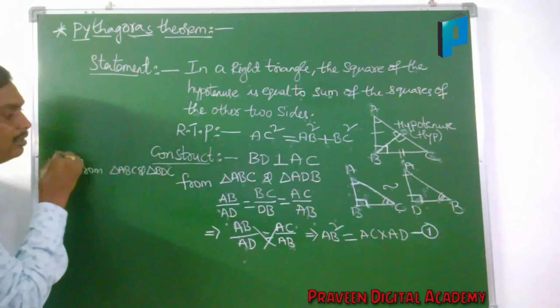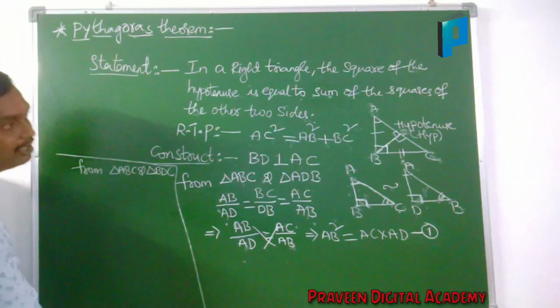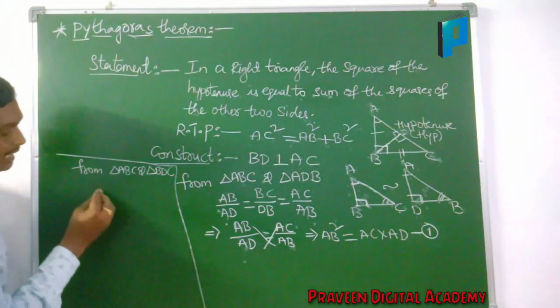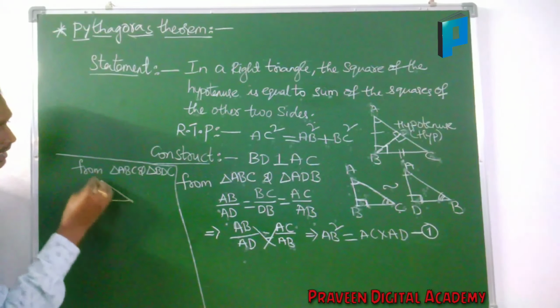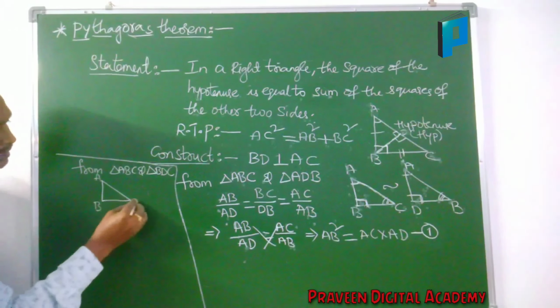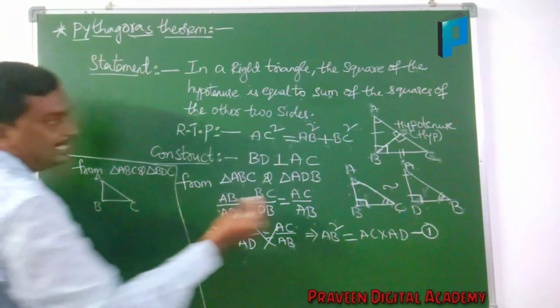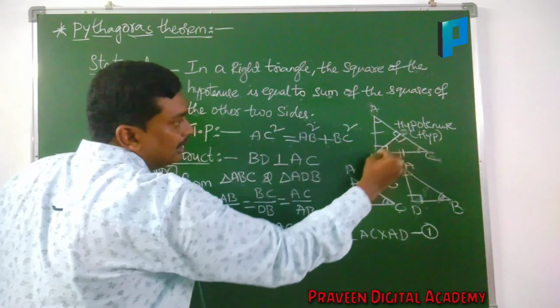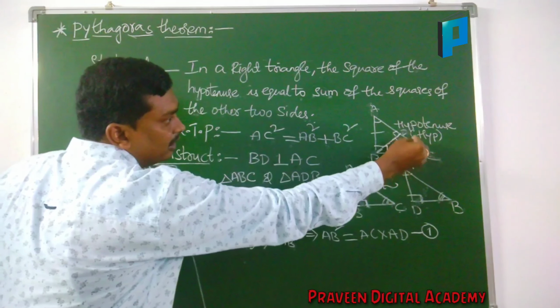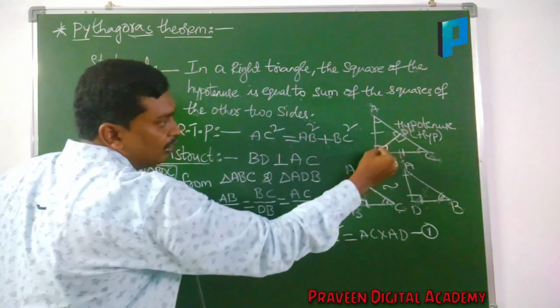What you will have here? Let me draw the triangle here. First, the total triangle is ABC. Now BDC. Here in ABC, C is common. In BDC also C is common. So this D is equal to B.